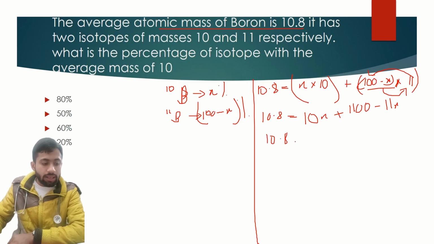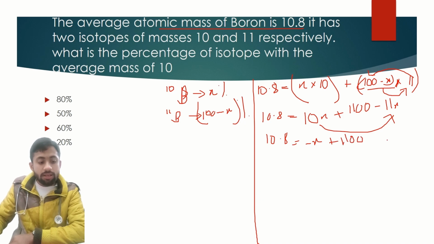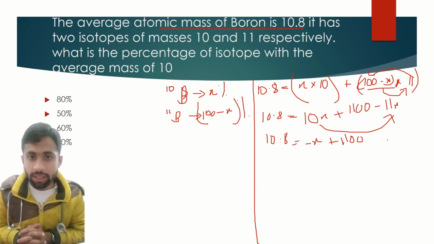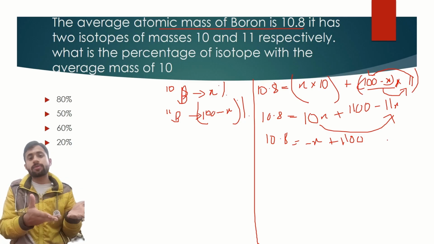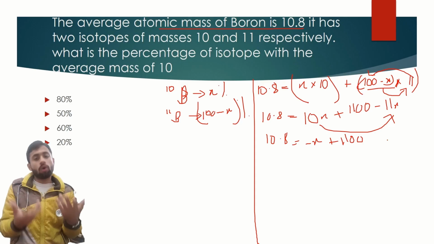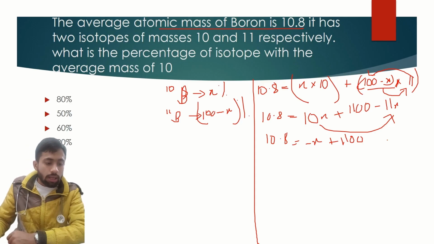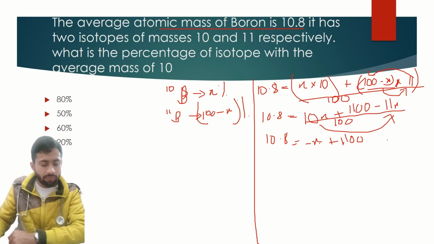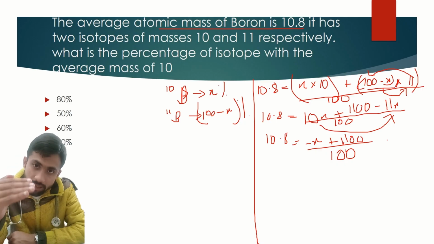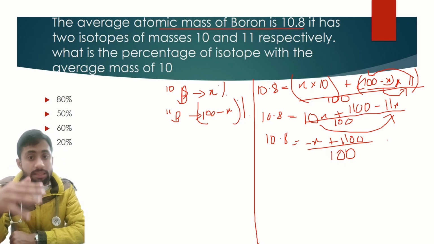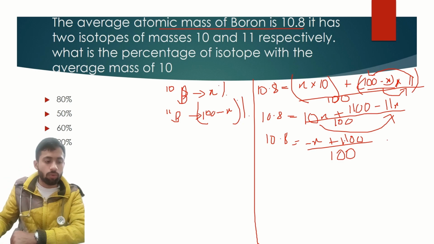10.8 is equal to 10X minus 11X, that is minus X, plus 1100. You must have thought by choosing pre-medical after 8th, 9th or 10th that mathematics is gone, but here comes mathematics again. Here comes algebra again. What can we do? We can do nothing. Oh sorry, this is basically percentage, so it will also come with a division of 100. We have removed the percentage symbol, meaning percent by 100. So the 100 is dividing over here, and it will get multiplied on the other side.